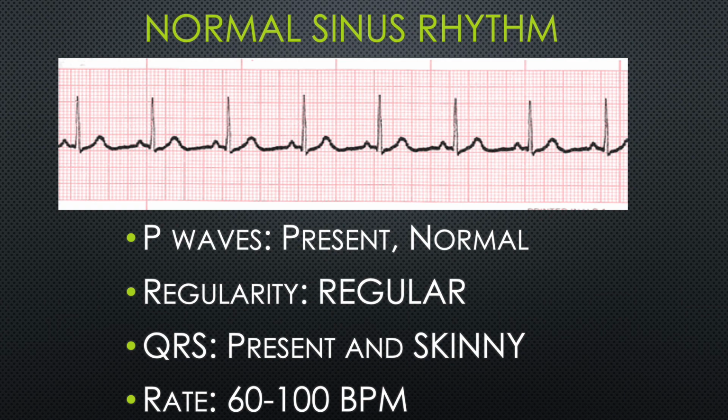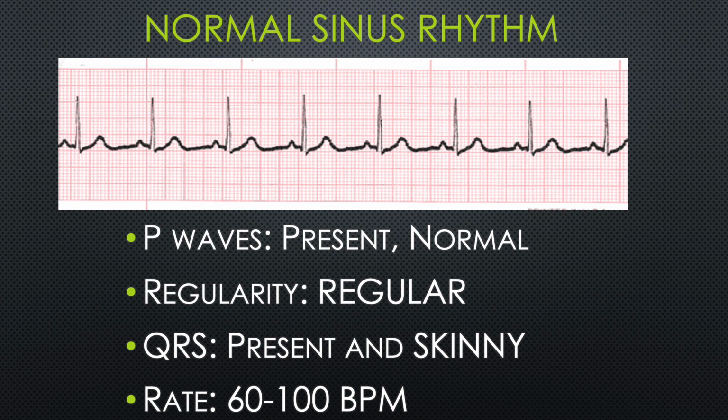Regularity. If you remember what regularity is, it's the distance between each heartbeat. And it should be regular. And in a normal sinus rhythm, it is regular. So that means each heartbeat is very predictable. So it's bum, bum, bum, bum, bum. Each beat is going to have the same distance between it.